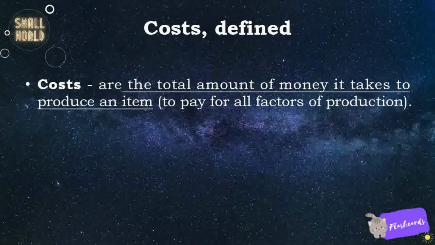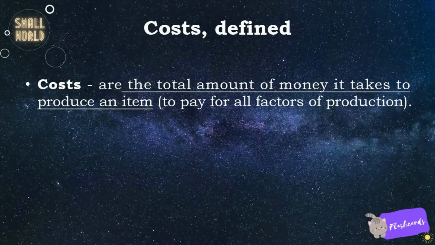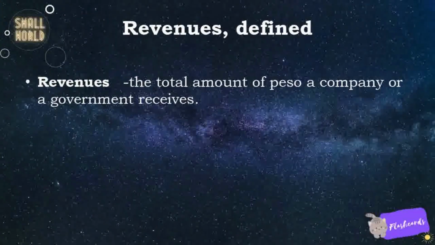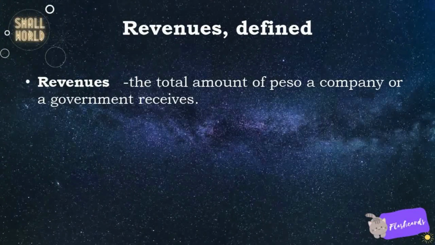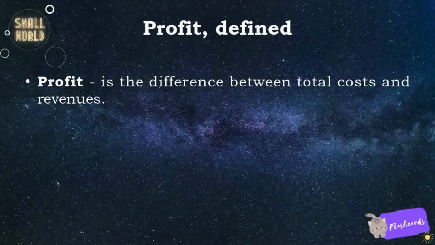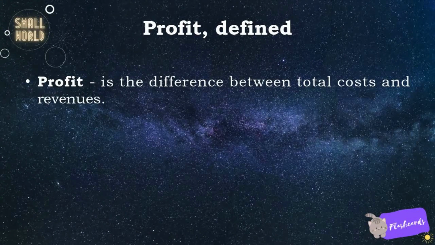Costs, defined. Costs are the total amount of money it takes to produce an item, to pay for all factors of production. Revenues, defined. Revenues are the total amount of pesos a company or a government receives. Profit, defined. Profit is the difference between total costs and revenues.